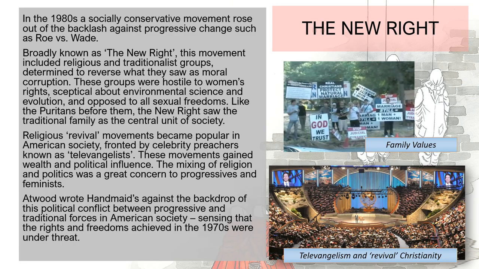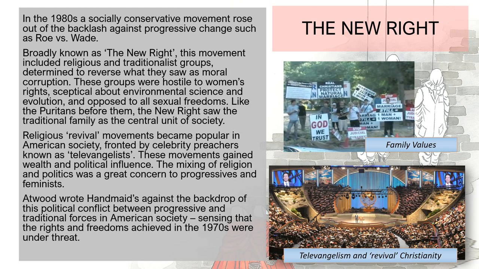In the 1980s, there is a backlash against these progressive victories of feminism in the 1970s. And the backlash comes in the form of this socially conservative movement that we can broadly describe as the New Right. The New Right really includes religious and traditionalist groups, and they want to reverse what they saw as a kind of moral corruption. These groups are deeply hostile to women's rights, or perhaps more correctly, have a very different conception of what women's rights are.